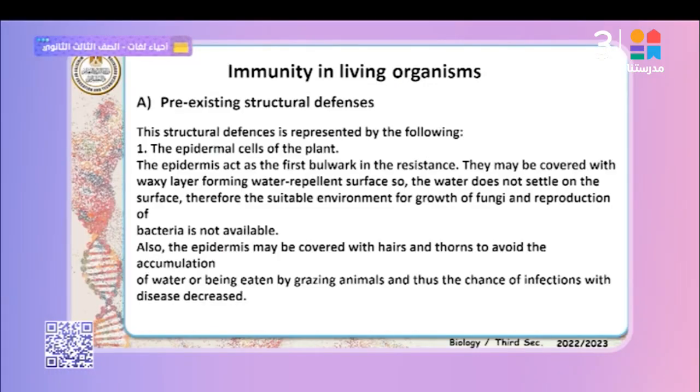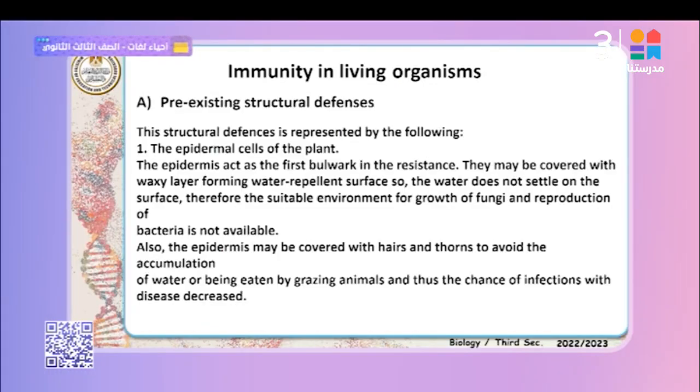the shape of the epidermis, which may be thorns or spines, to protect the plant from grazing animals and dangerous enemies that eat them. When a grazing animal eats the plant, the spines fill in its blood to avoid this, because it contains the spines. Okay, that's right. This structural defense is represented by the following.